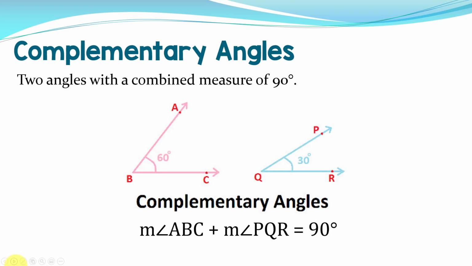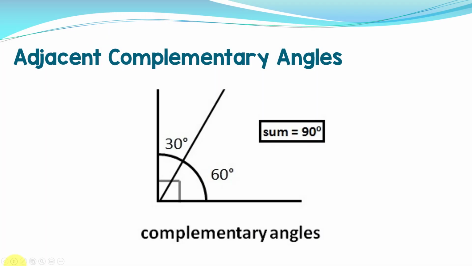So what are complementary angles? If two measures add up to be 90 degrees, then they are considered complementary angles. And if they are adjacent and complementary, then they would automatically be forming a right angle, because those two together would add up to 90 and they are connected, so the total would be 90 degrees.